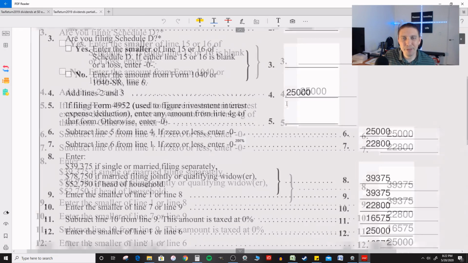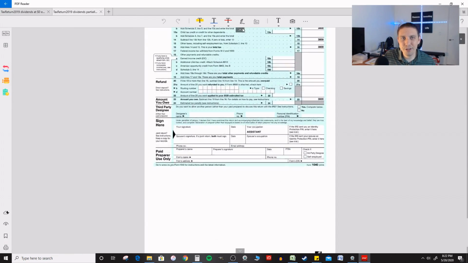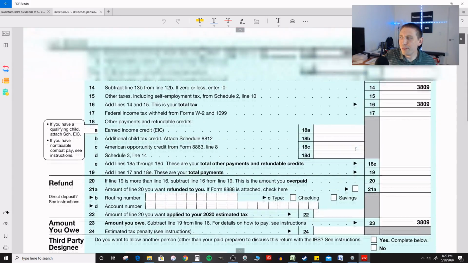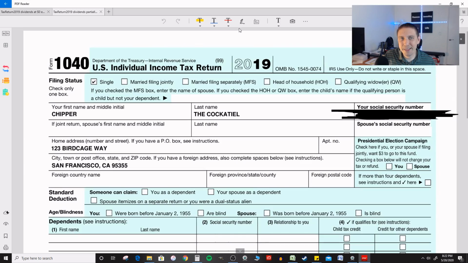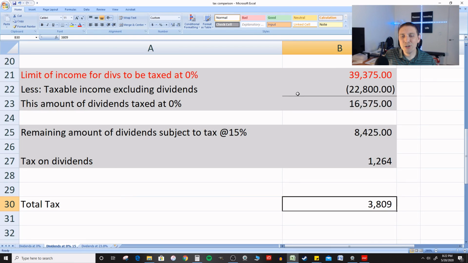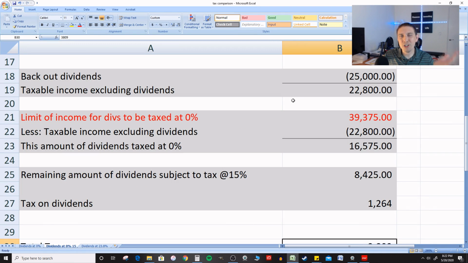And if we come to the actual tax form, you can see that here on page 2. There's our total tax of $3,809 in this example. And so hopefully you can see that your dividends can be partially taxed at one rate and partially taxed at another.